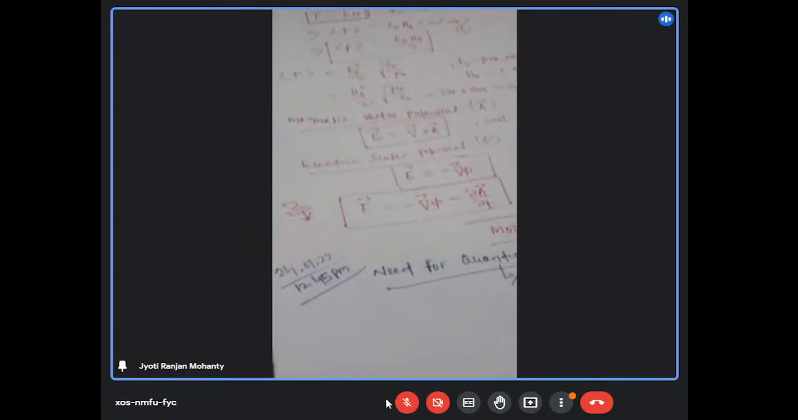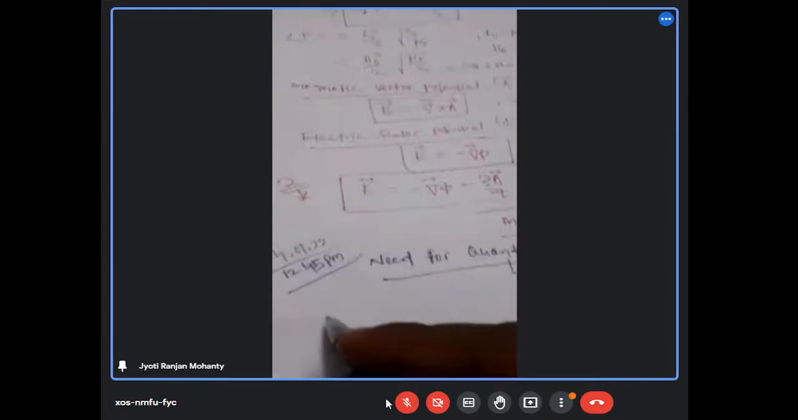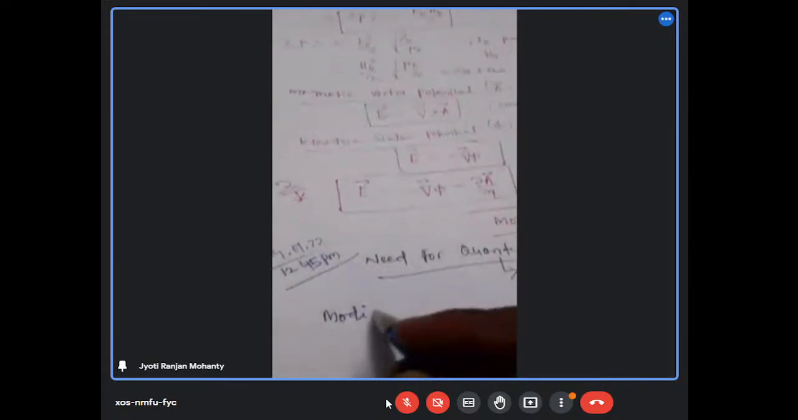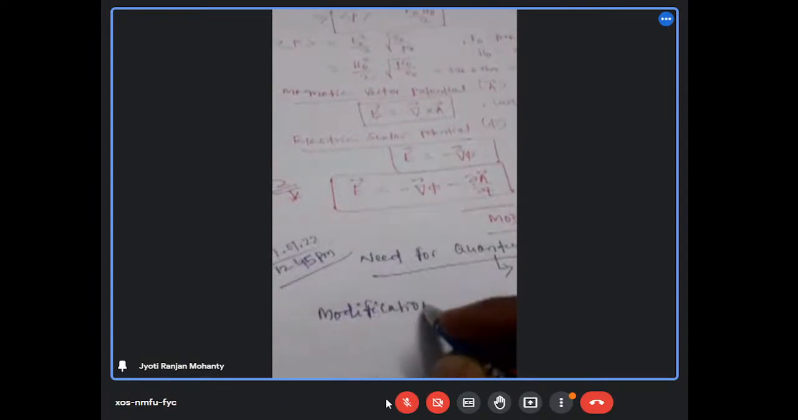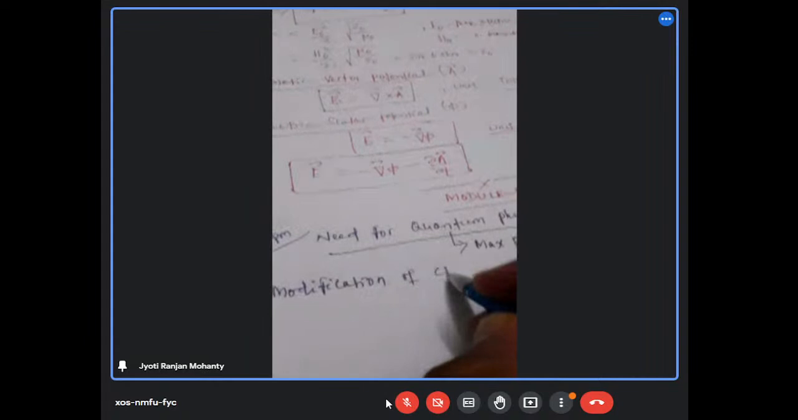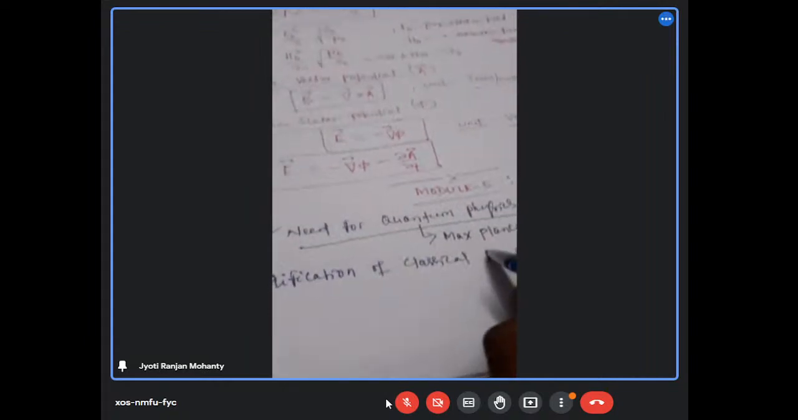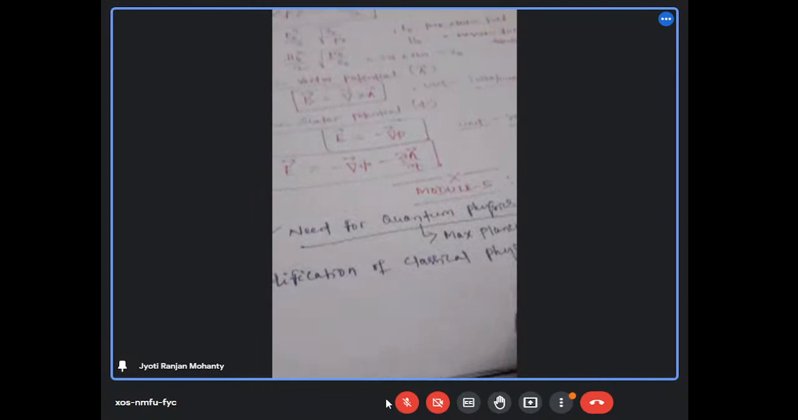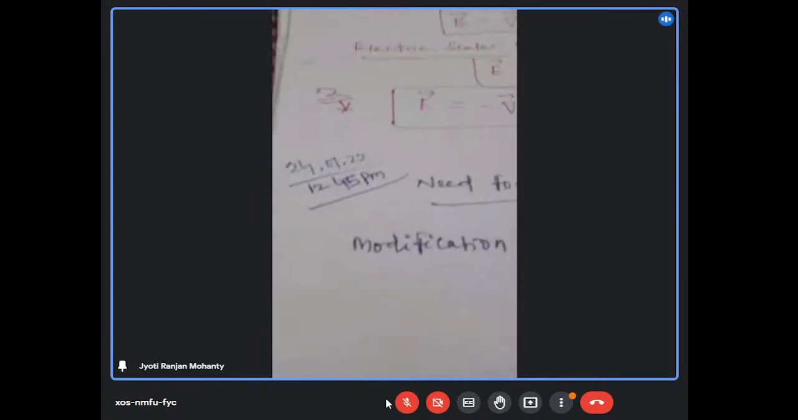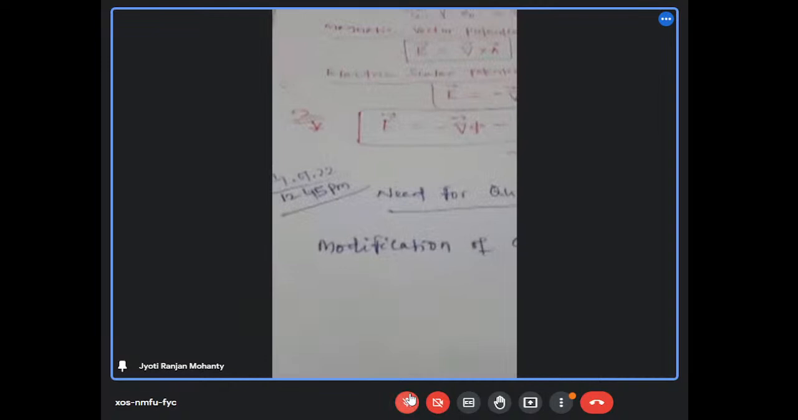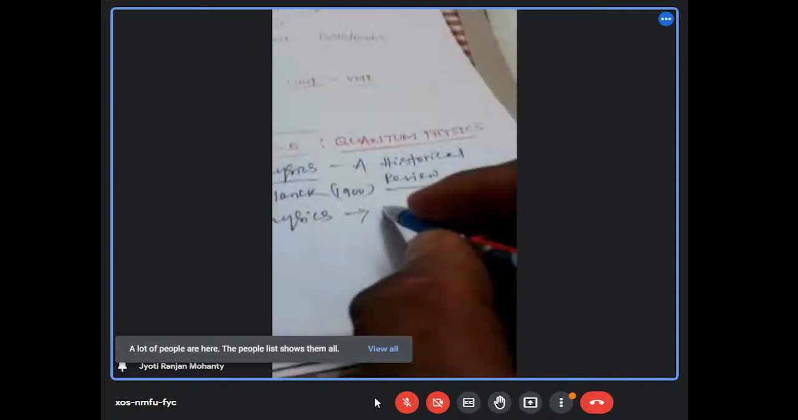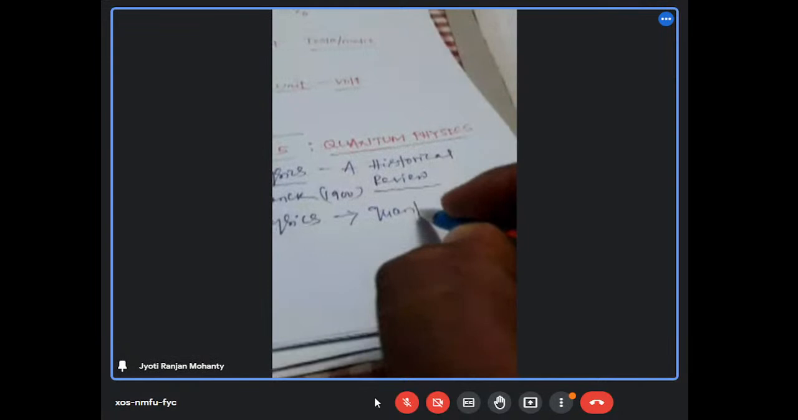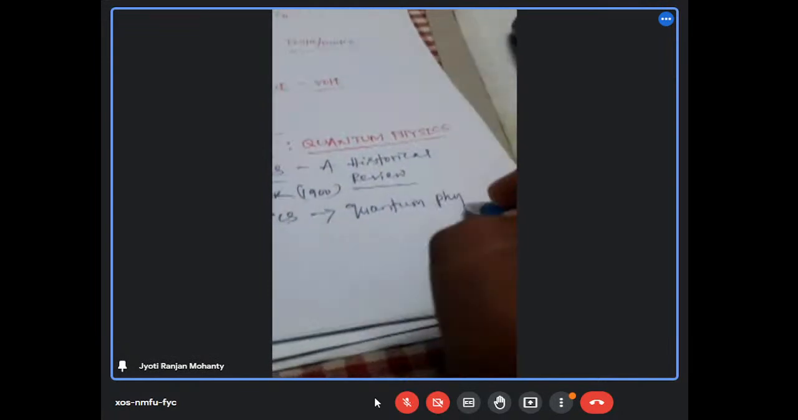So that modification of classical physics, we can say, gave birth to a new branch which is known as quantum physics, or we can say quantum mechanics.